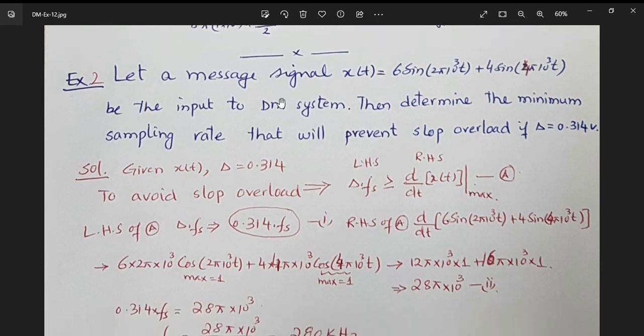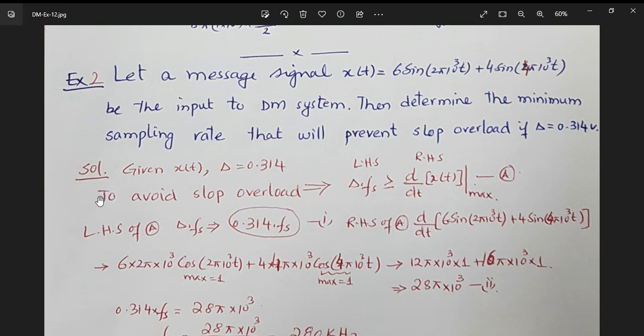So let's have one more example. Let a message signal x(t), which is equal to 6 sin(2 pi into 10 raised to power 3 t) plus 4 sin(4 pi into 10 raised to power 3 t), be the input signal to the delta modulator system. Then you need to determine the minimum sampling rate that will prevent slope overload if the step size is 0.314 volt. So what is given? The signal is given and the step size is given. So x(t) is given and the step size is 0.314 volt.